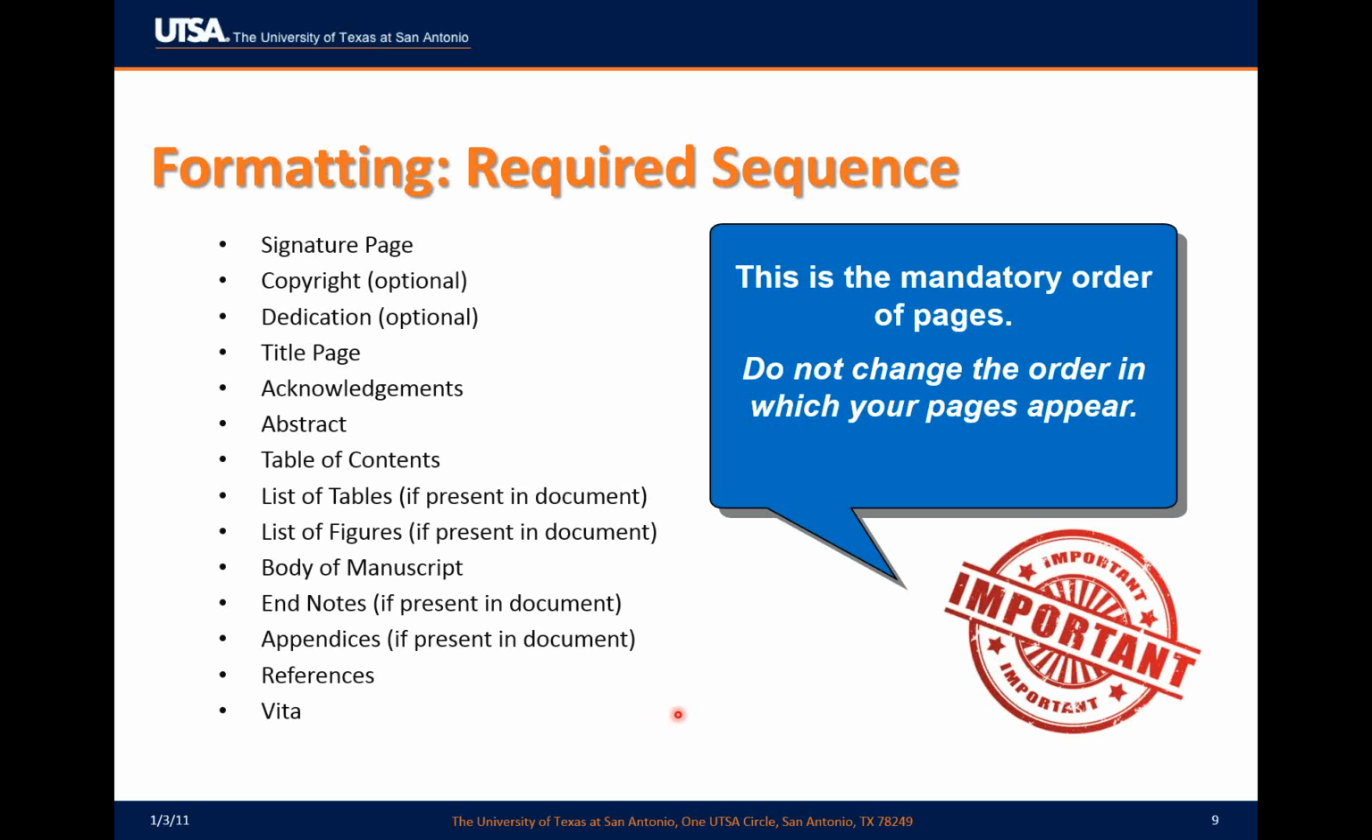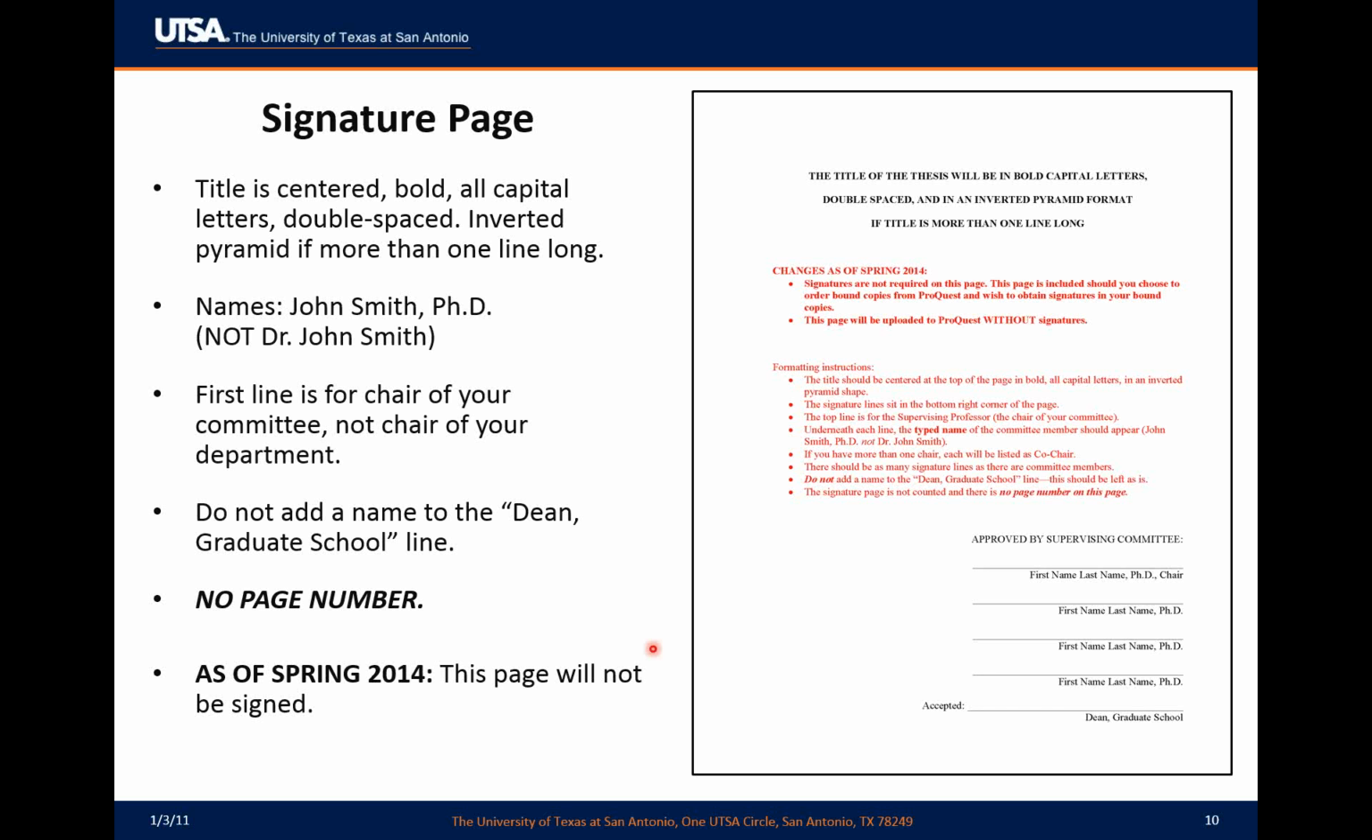All right. So the first page of your document is called the signature page. This is the page that lists your title and your committee. So the title needs to be centered, bold, all capital letters, and double-spaced. It will be in an inverted pyramid shape if it's more than one line long, and that just means upside down triangle. So the top line will be the longest, the bottom line will be the shortest.